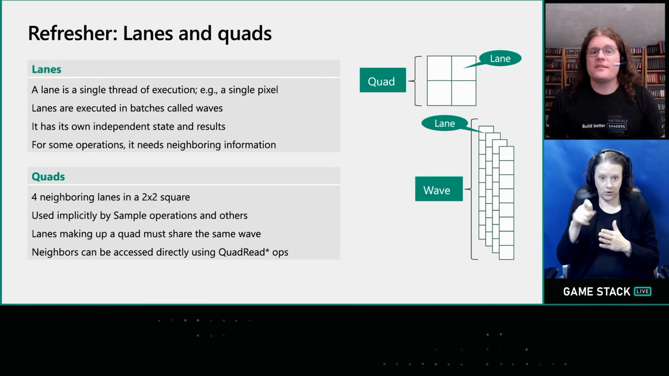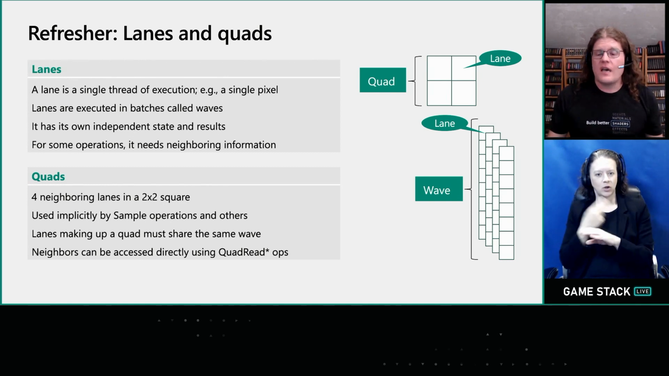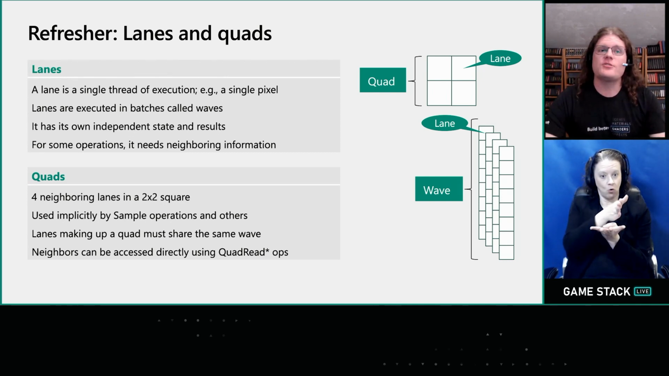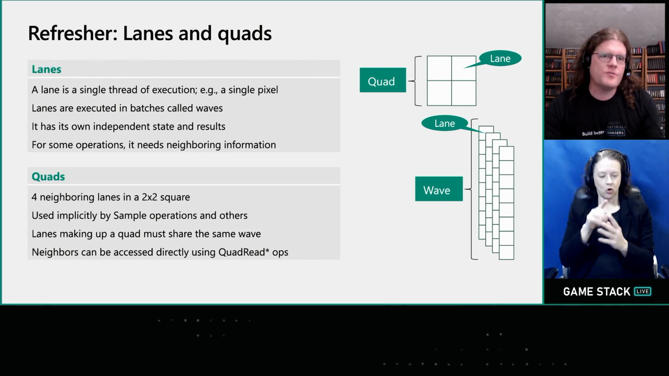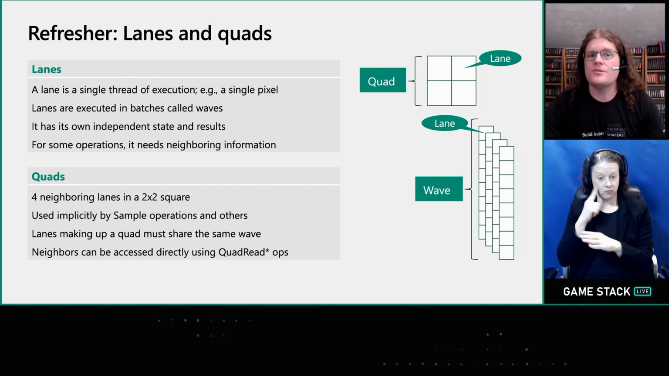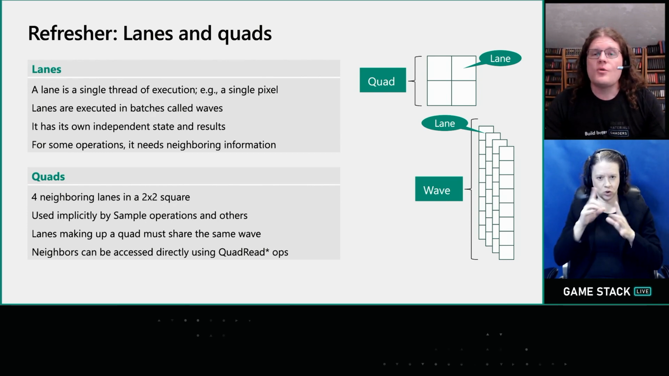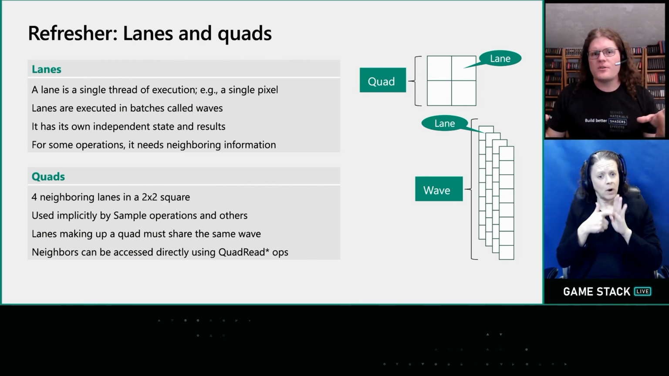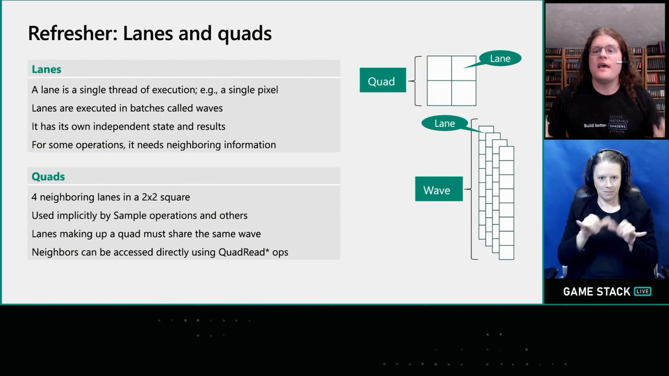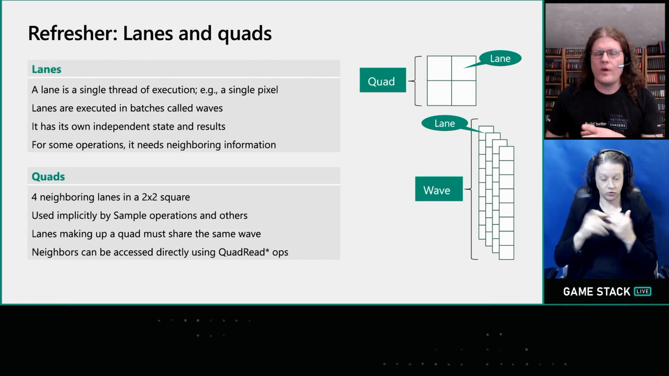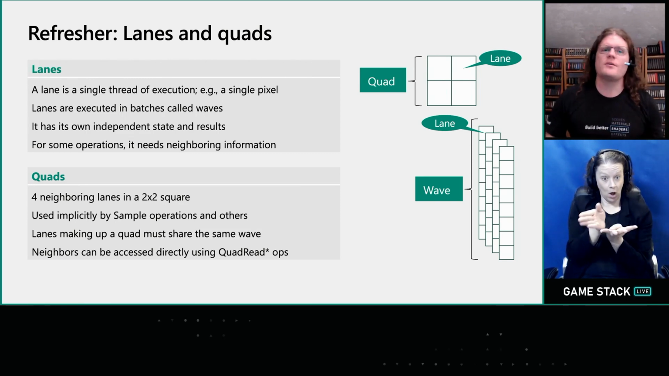So a quad is very simply just 4 neighboring lanes. It's in a 2x2 configuration. These are used for explicit derivative calculations and also for the implicit usages for various sample operations to determine mipmaps. Because they require this information from their neighbors, they have to be at the same point in the program, of course. For this reason, all the members of a quad have to be in the same wave, and that's going to become important later.